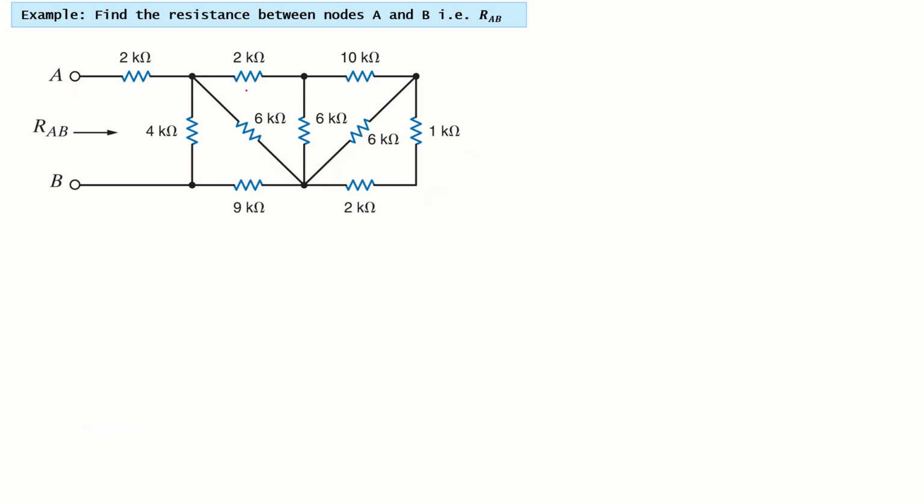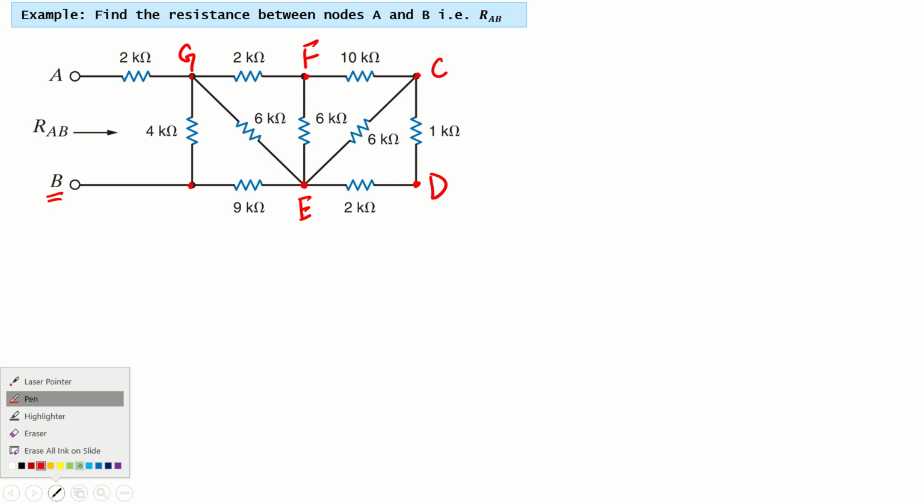Another thing you can do is put labels on the nodes to help with easy understanding. For example, let's say this node is C, this node is D, this could be E, this could be F, this could be G, and this is B actually. So you can label the nodes for easiness. We will start from the end of the circuit.